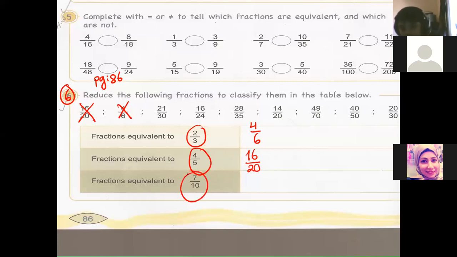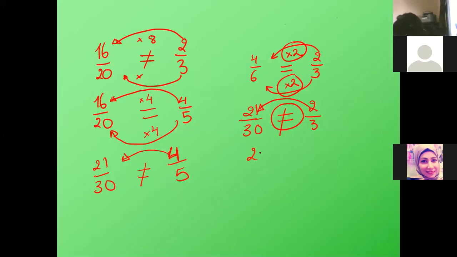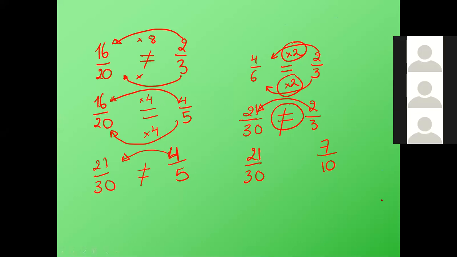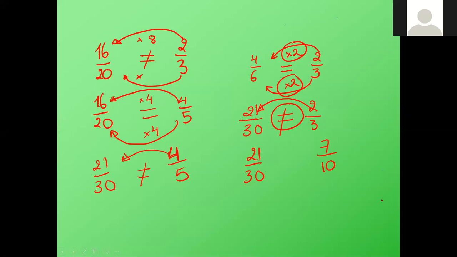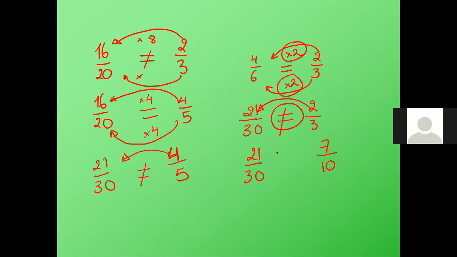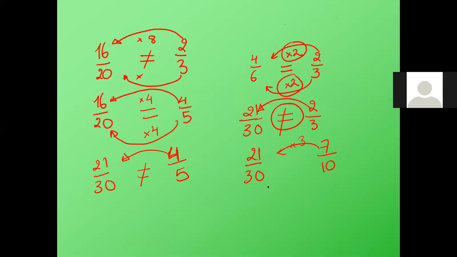I will check now 7 over 10. Jude Audi. Yalla ya Jude. Let's check if 21 over 30 is equivalent to 7 over 10. 7 times 3, 21. Excellent. And 10 times 3 equals 30. Bravo. So they are equivalent. Why? They are equivalent.